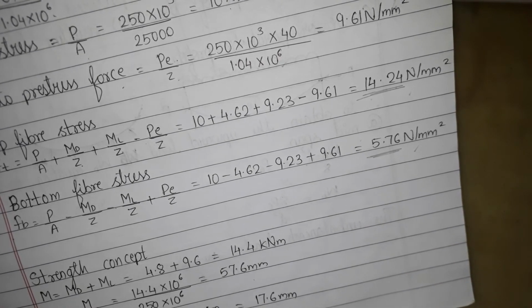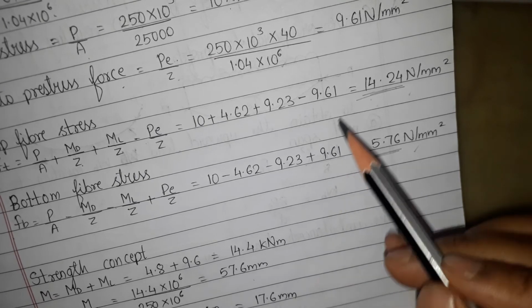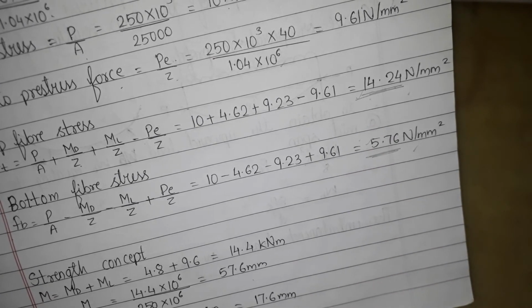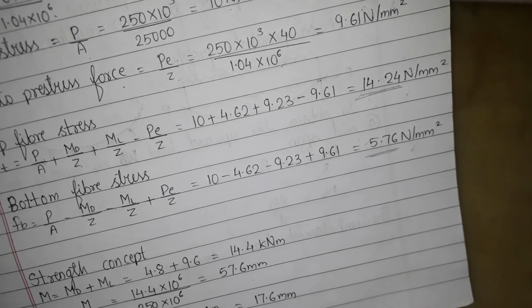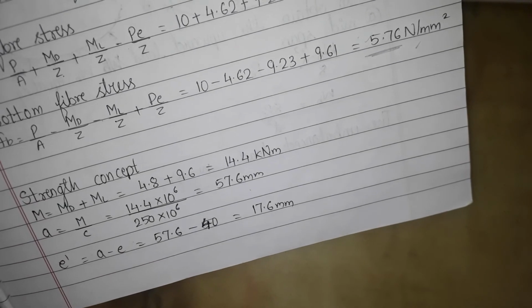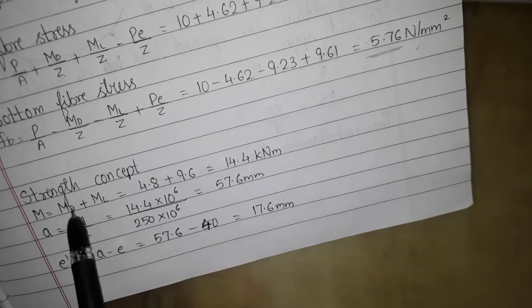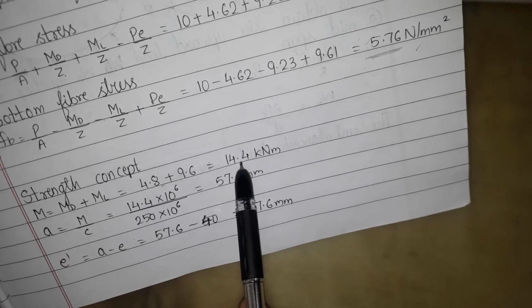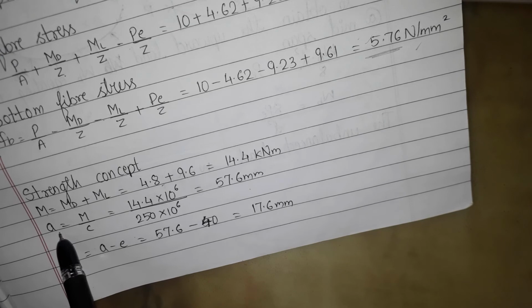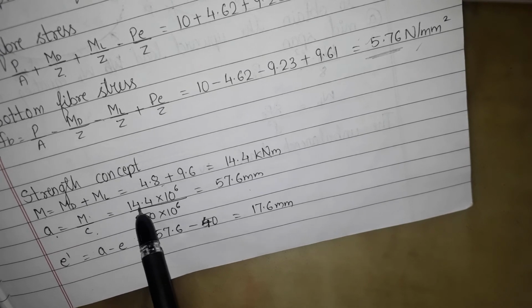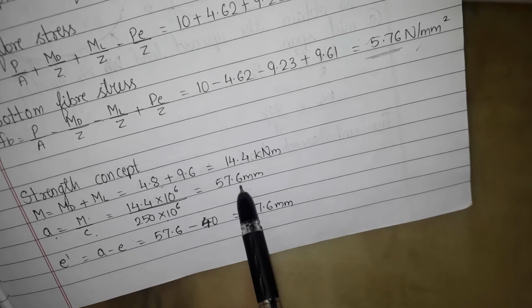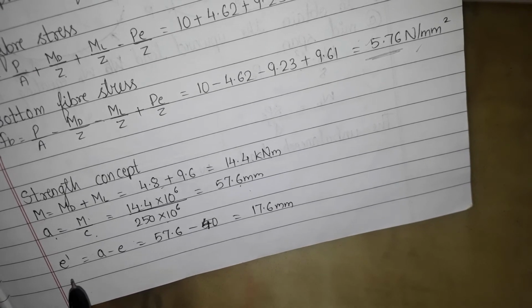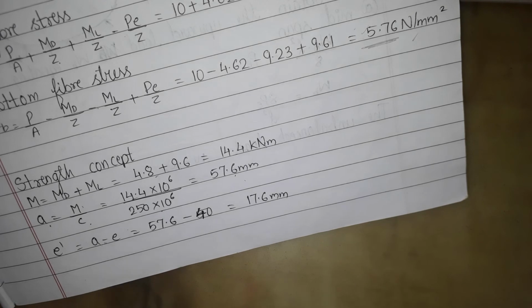So let us check by using the strain concept whether we will get the same stress distribution, same answer, or it will differ. We have already calculated M here. We add MD plus ML: 4.8 plus 9.6, that is 14.4 kN per meter. Then a is equal to, as I told you, M by C. So 14.4 is the moment divided by C, and we will get a as 57.6. And e dash will be a minus e, as I told you. So e dash is 17.6 mm.